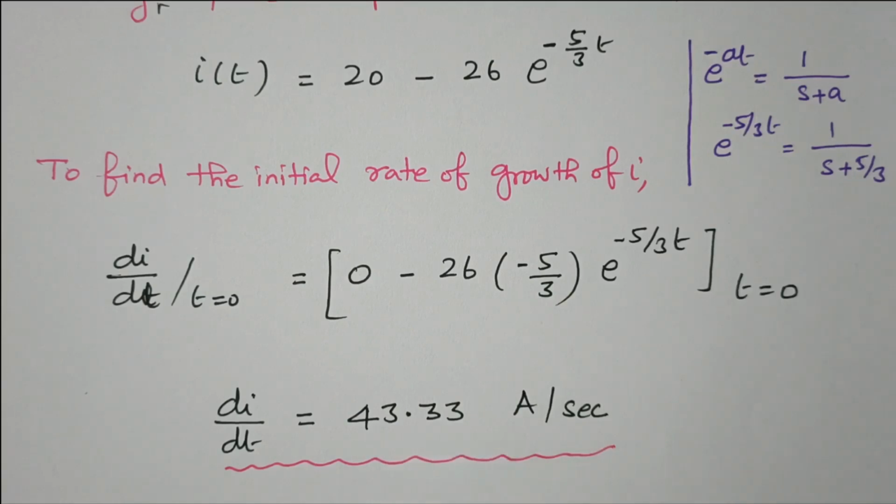So in this video we discussed the solved problem based on the RL transient circuit. We calculated the transient current as well as the initial rate of growth of current.